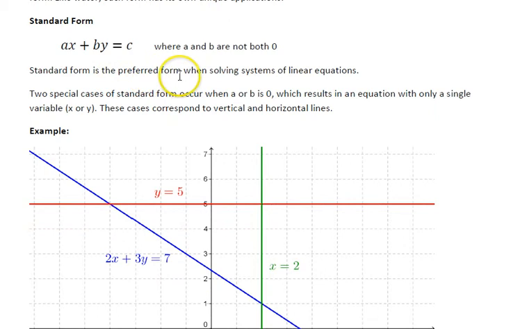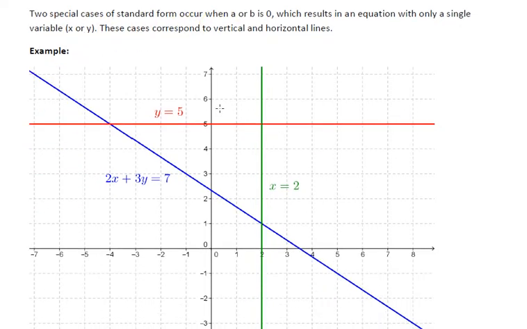Standard form is the preferred form when solving systems of linear equations, especially using the strategy of elimination by adding the two equations together or subtracting one of them from another. Two special cases of standard form occur when a or b is 0, which results in an equation with only a single variable, x or y. These cases correspond to vertical and horizontal lines.